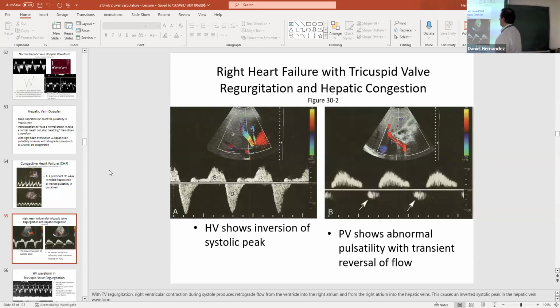And then patients with right heart failure, with tricuspid regurgitation. Again, we're seeing inversion of that systolic peak. So very severe tricuspid regurg with congestive heart failure. Again, we can also then pick it up on the portal side of it, on the other side, with the blood flow going into the liver.